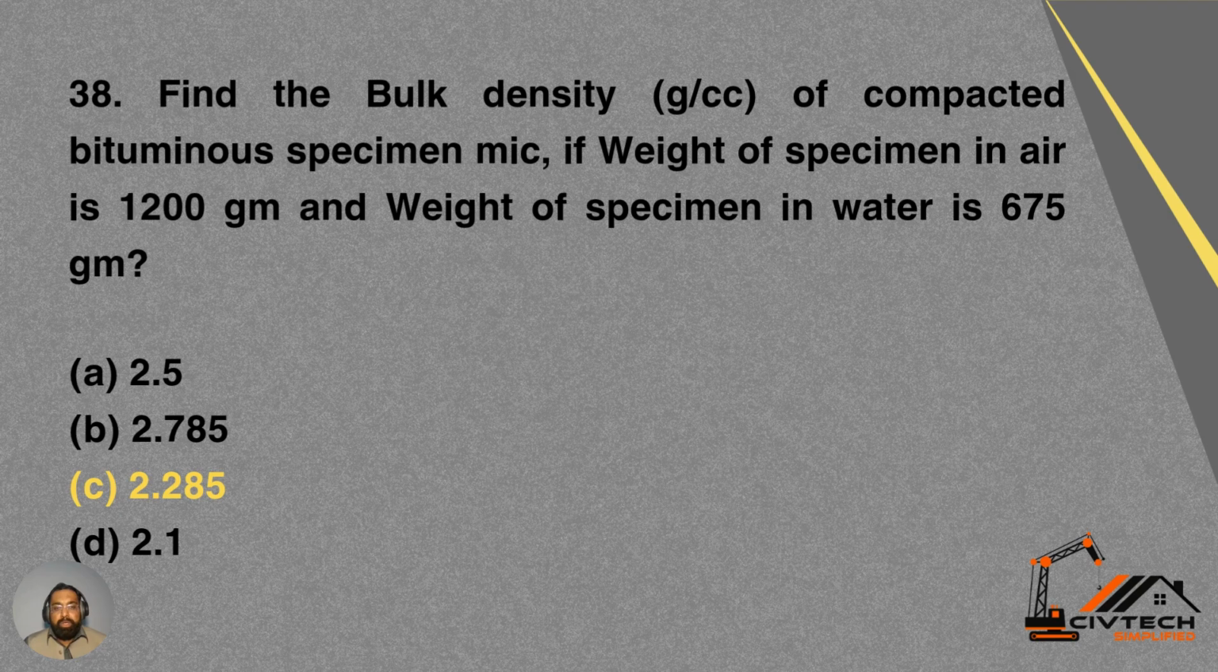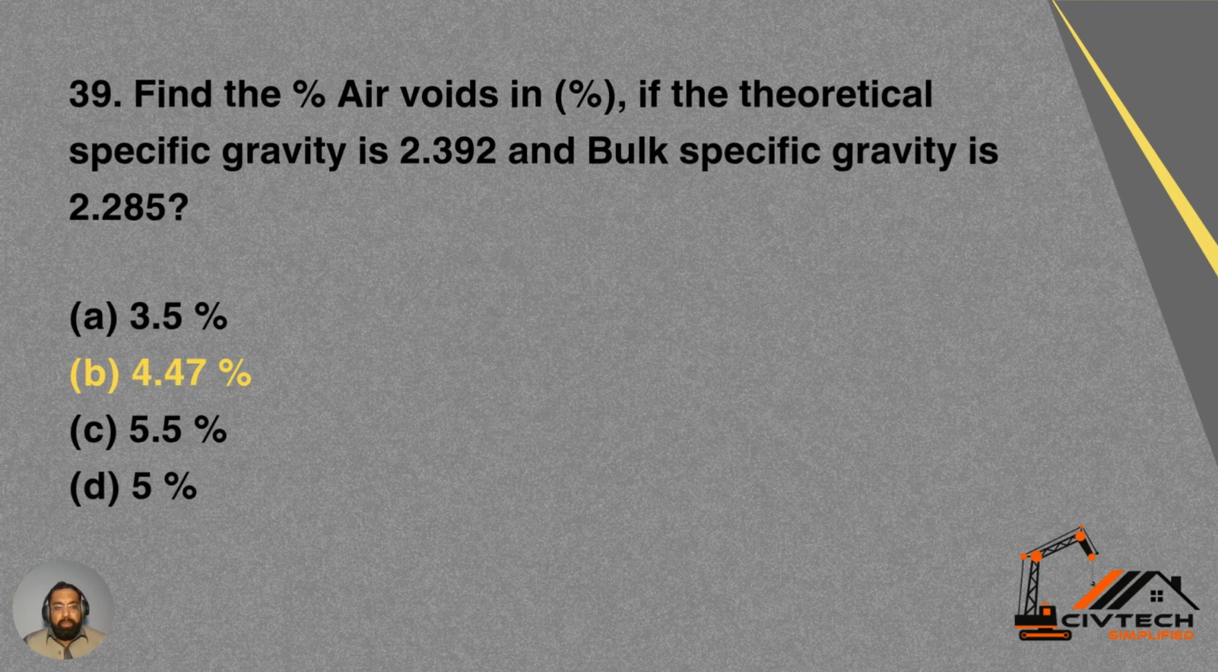Question 38. Find the bulk density of compacted bituminous sample if the weight of the specimen in air is 1200 gram and the weight of the specimen in water is 675 gram. So what would be the bulk density of the compacted bituminous sample? Option A, 2.5. Option B, 2.785. Option C, 2.285. Option D, 2.1. So C is the correct answer. 2.285 is the bulk density.